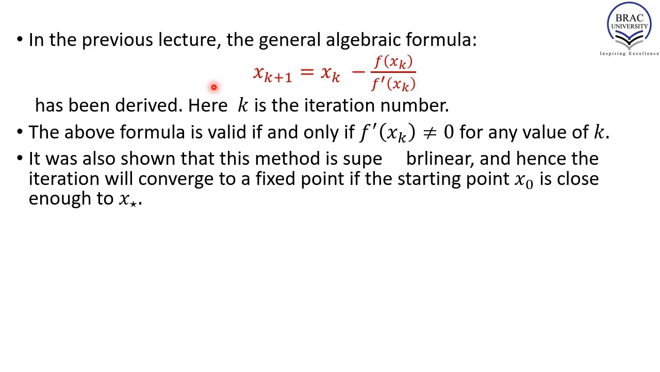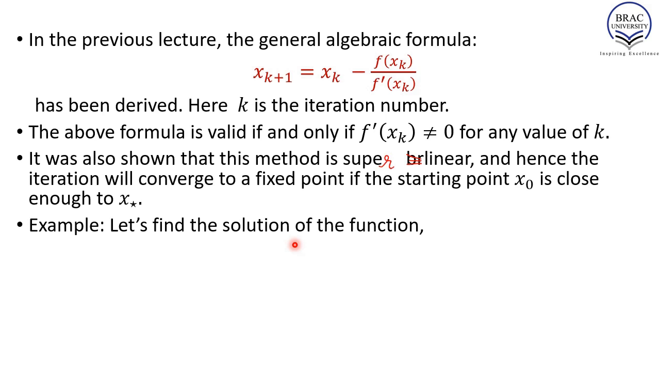It was shown that this is a superlinear method. We showed it in the previous slide. So there is a typo here. Let me correct it. It will be superlinear, and hence the iteration converges to a fixed point very fast if we start very close to x star. That means the starting point x0 will be very close to x star.